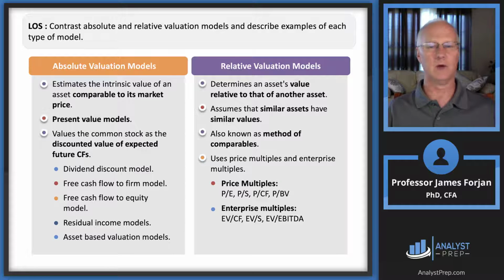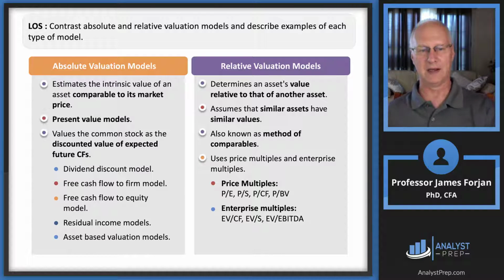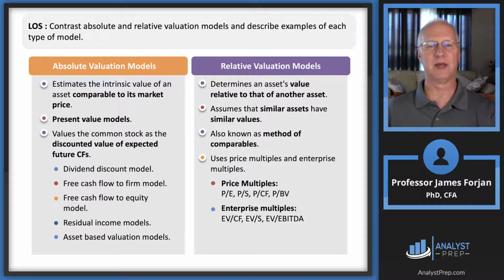Dividend discount model, we owe that all to Myron Gordon back in the 1950s. Free cash flow to equity, we owe all of that to Modigliani and Miller from 1958. But remember in our capital structure discussion, Modigliani and Miller, they used net operating income because they hadn't quite yet invented this concept of free cash flow. They knew what it was, of course, but it hadn't been termed. And then we can also use residual income models or asset-based valuation models.